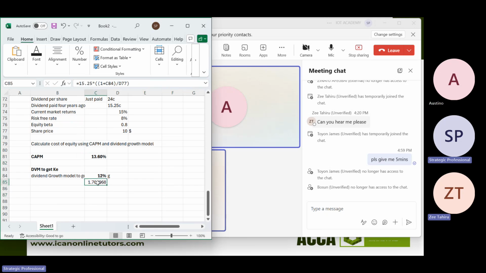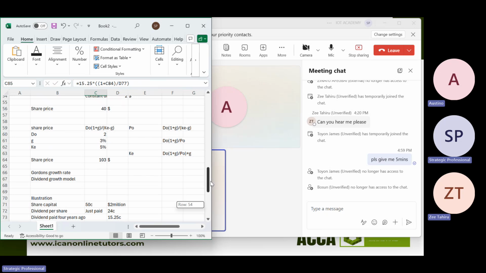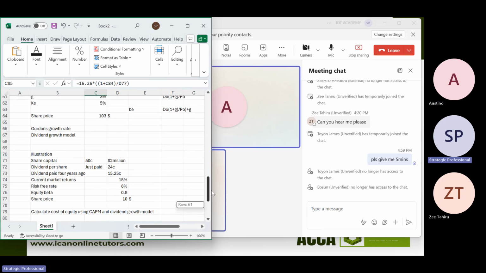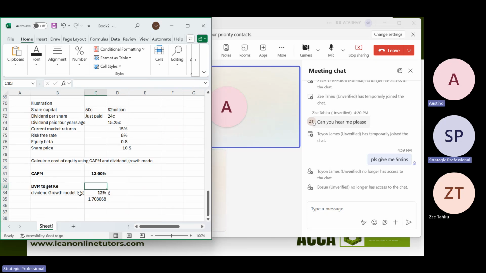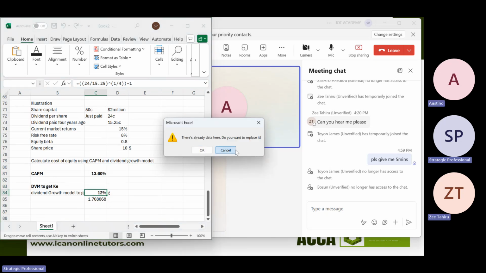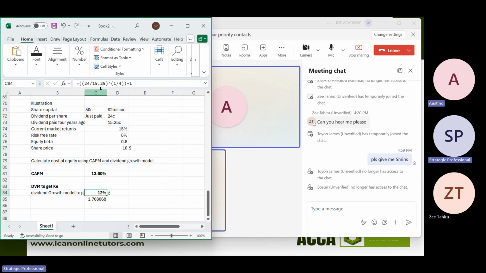My question is, when you are calculating the KE, why did you use 15.25 instead of 24 cents? The reason I'm using 15.25 is because when we were calculating our dividend growth, we assume our D0, which is the base, to be 15.25. That's your first dividend, the dividend that was paid first.